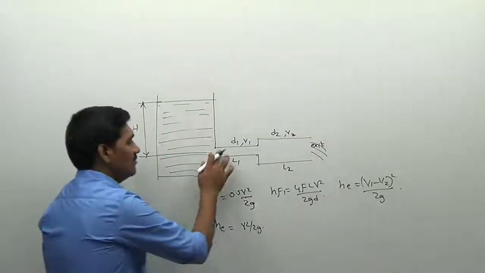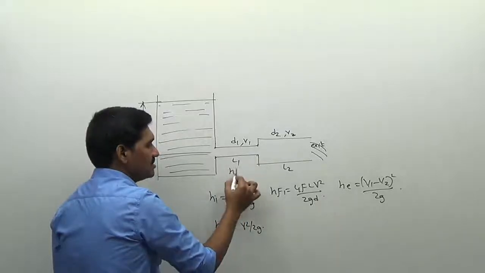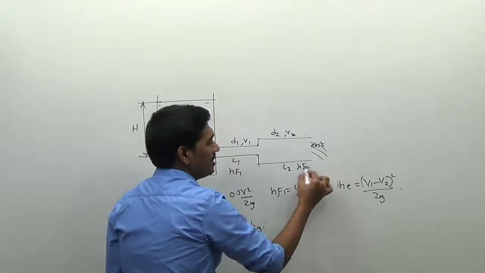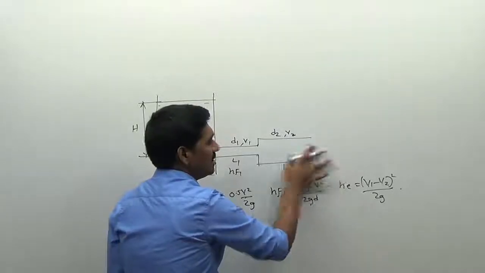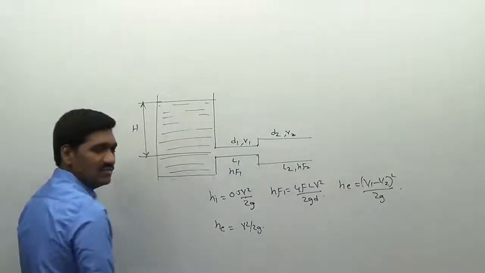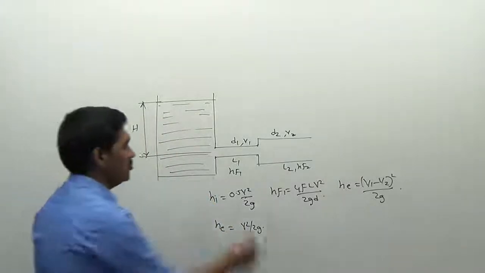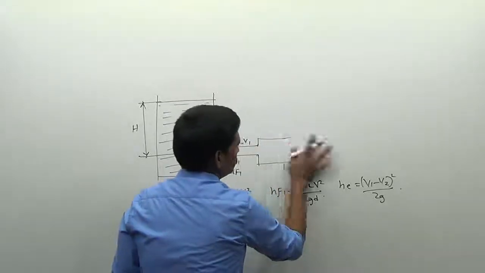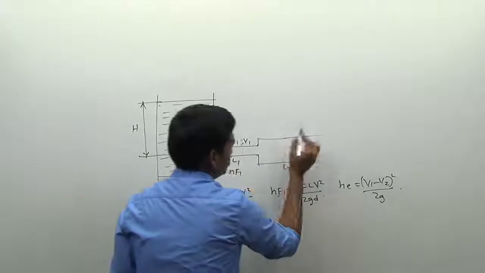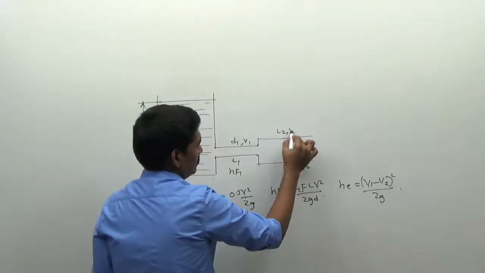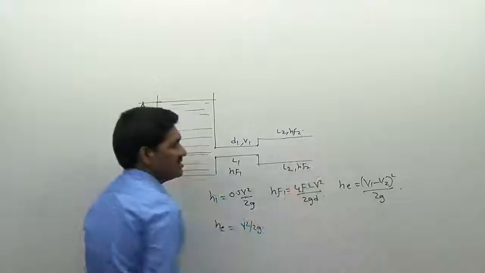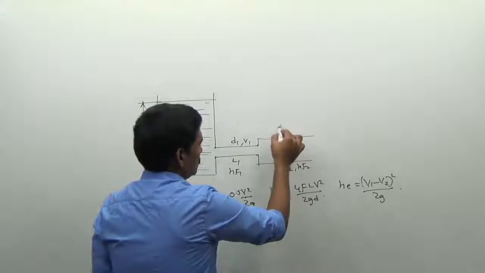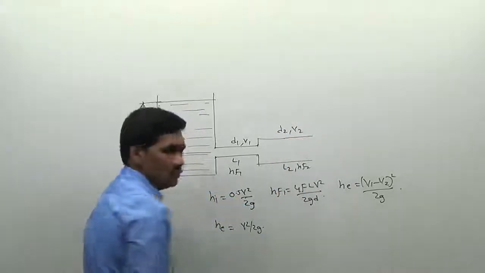So the loss of head in the length L1 is HF1, and the loss of head in the pipe L2 is HF2. I will write the values here, D2 comma V2.